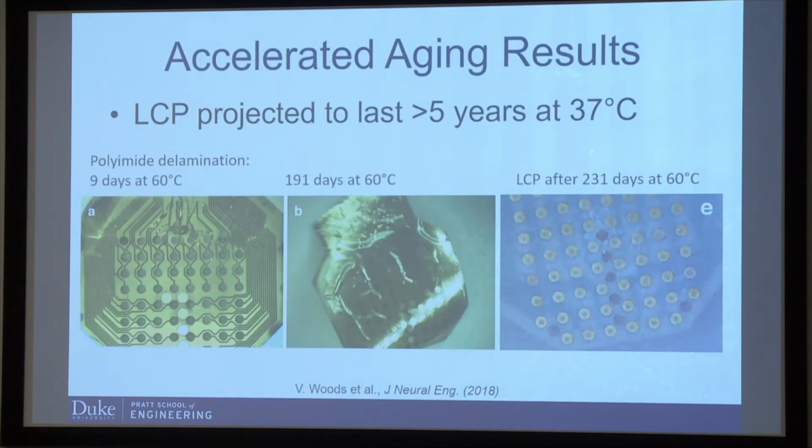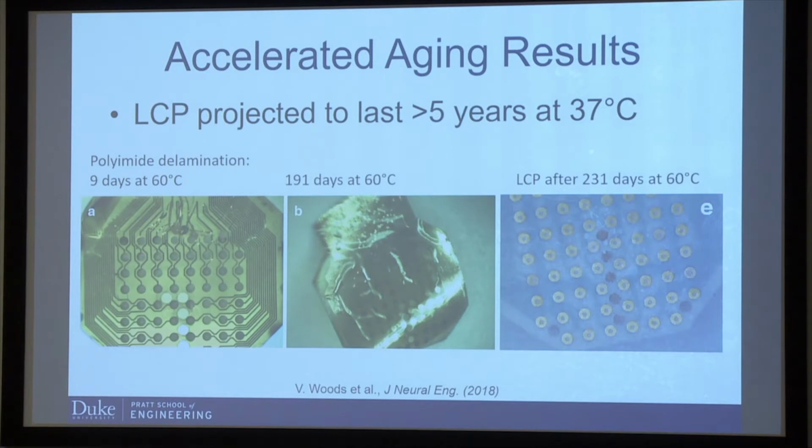And so what's been interesting about LCP is that we don't see any evidence of delamination in our devices. This is a device that's been soaked for 231 days at 60 degrees Celsius, versus we've had some polyimide devices that delaminate in as little as 9 days, and some that eventually delaminate in 191 days. And so we see a lot of variability in polyimide devices. Sometimes they work great, and sometimes they delaminate over a very short period of time.